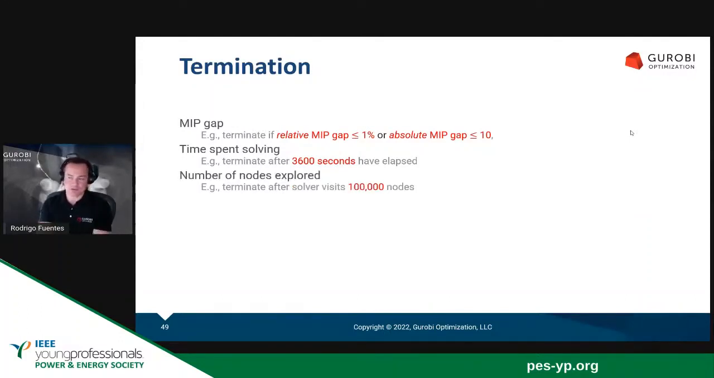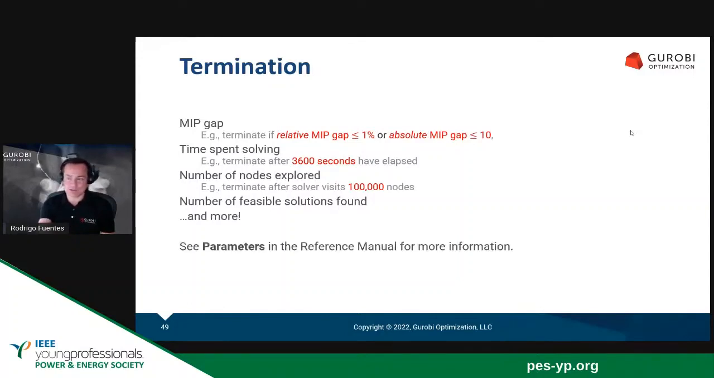You can also pass the number of nodes. In some cases, some users don't care so much about the time or the gap. They have an idea of the problem size. Because they have an understanding of how big the problem is, they say, okay, if I explore at least 100,000 nodes, I know that I've explored the portion of the problem that I'm interested in, and then I can terminate the algorithm. Or the number of feasible solutions. I mean, there are different ways to terminate the algorithm, and you can see this in the reference manual, or you can ask me after the call for more information.